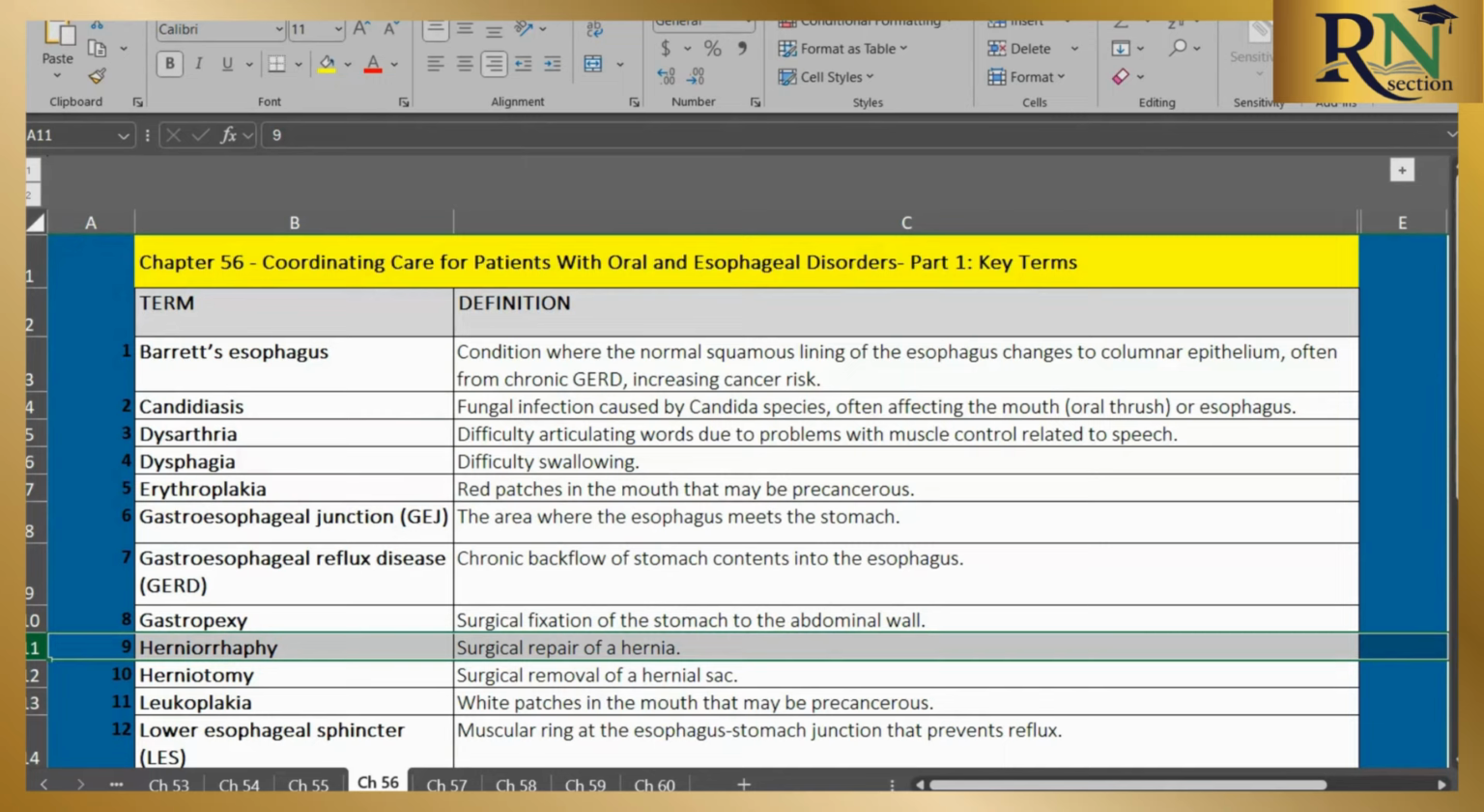It's like sewing, sewing repair. That's the raphy. Herniectomy, it's a surgical removal of the hernial sac. Ectomy is like cutting out.